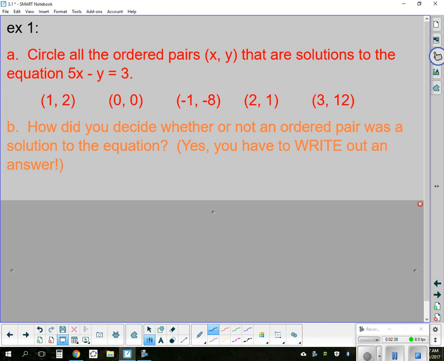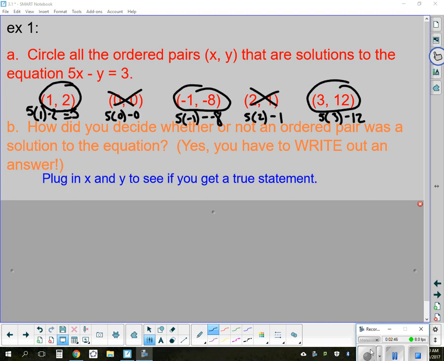Parts A and B. Okay, here's my answers. What I did is I plugged in x and y into the equation, and I looked to see if I got a true statement at the end. So for example, in the first one, I plugged in 1 for my x and 2 for my y, so I had 5 times 1 minus 2. Well, that's 5 minus 2, which is 3, and 3 does equal 3. That's a true statement, so that must be a solution. When I plugged in 0, 0, 5 times 0, minus 0, well, I just get 0. 0 is not equal to 3. That is not true, so therefore that's not a solution.